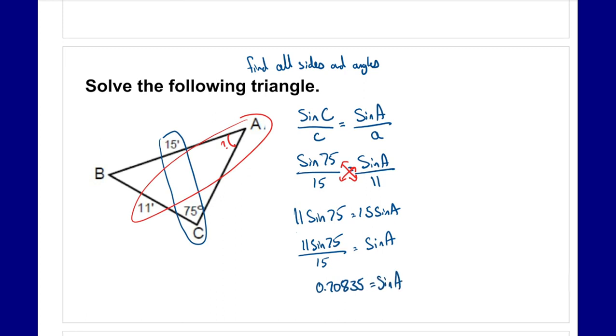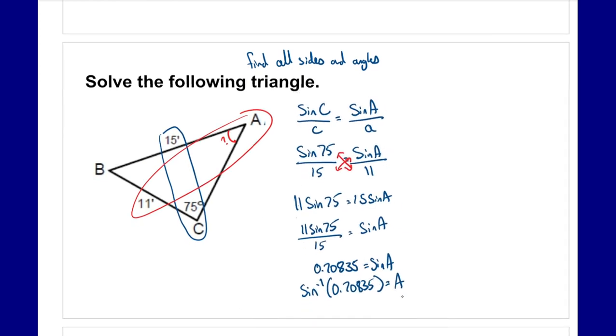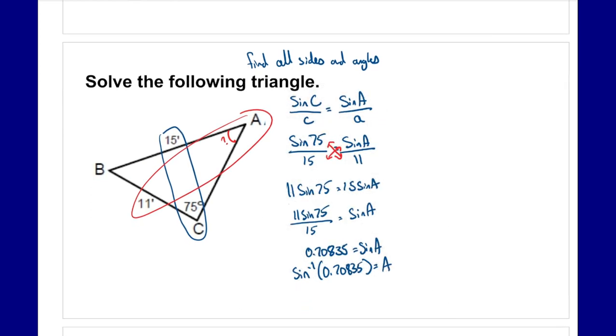Anytime we're trying to find an angle, we have to do the inverse. So sine negative 1, 0.70835, which will give us our angle. Let me just make some space here. In the end, we should get that A is equal to 45.1, or we can round to 45. So now we know that angle A is 45 degrees.